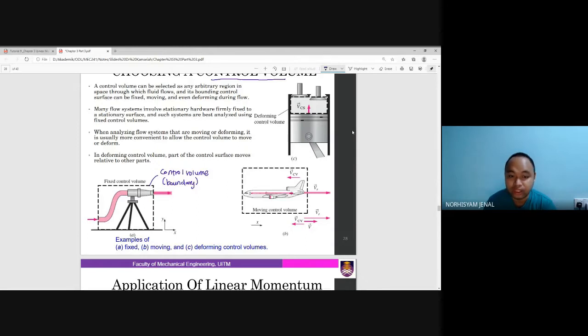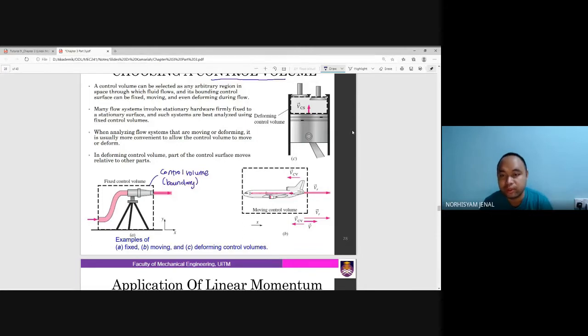For the second one, this is when you have a moving control volume, meaning the study of the volume is in this boundary over here, but when you have an aircraft moving in the air, it will be moving from one point to the other. So this is what is considered to be a moving control volume.